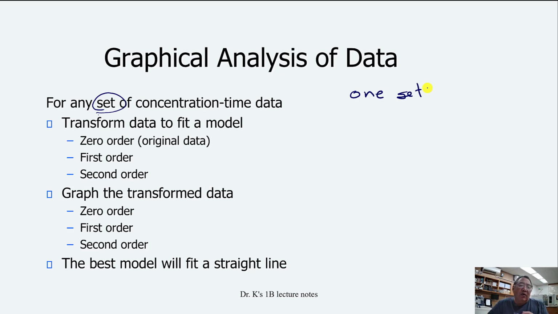Now, all three of them can be graphed, so that's not the thing that tells us what the order is. It's which one looks right. And so how do I explain that? The way our models are designed is for the data to be a straight line. If the data doesn't come out as a straight line when it's graphed, then it's not that model, okay?